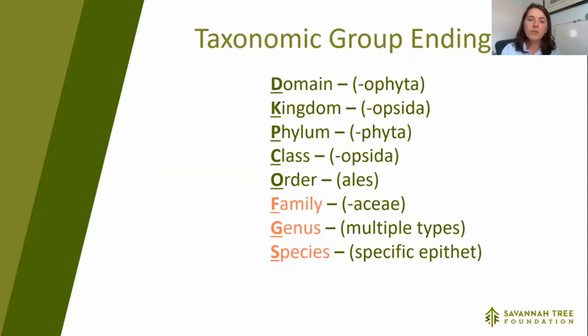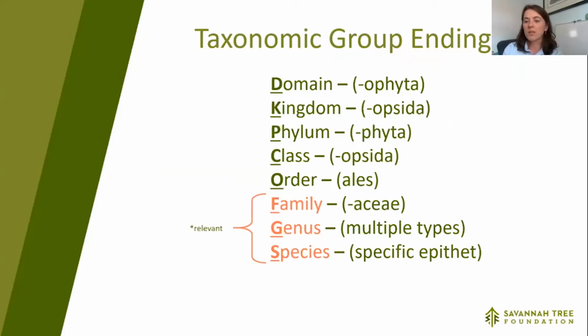And there are different taxonomic group endings if you want to get really specific, which is Ophyta, Opsida, Ide, Ales, Aceae, and for the genus, there are multiple types, and for the species, it's generally a specific epithet or descriptor. And so you might be asking, why are these in red? Well, these are relevant for today. Thankfully, there are only 3.